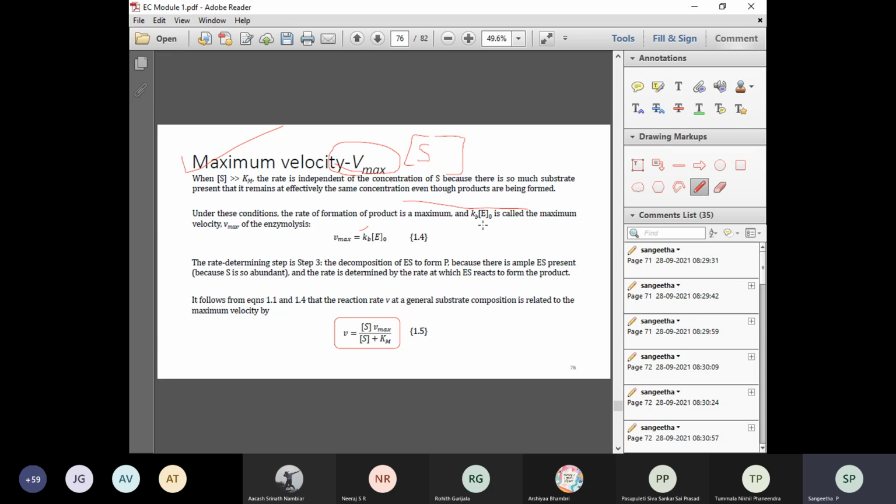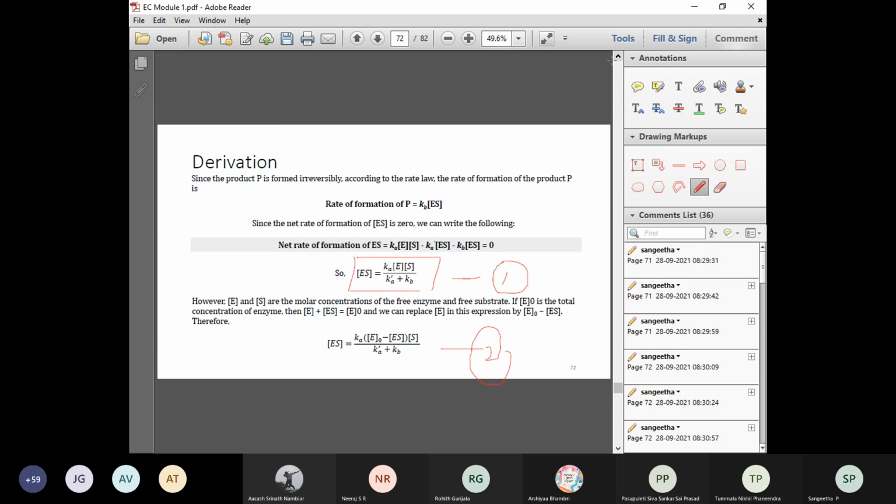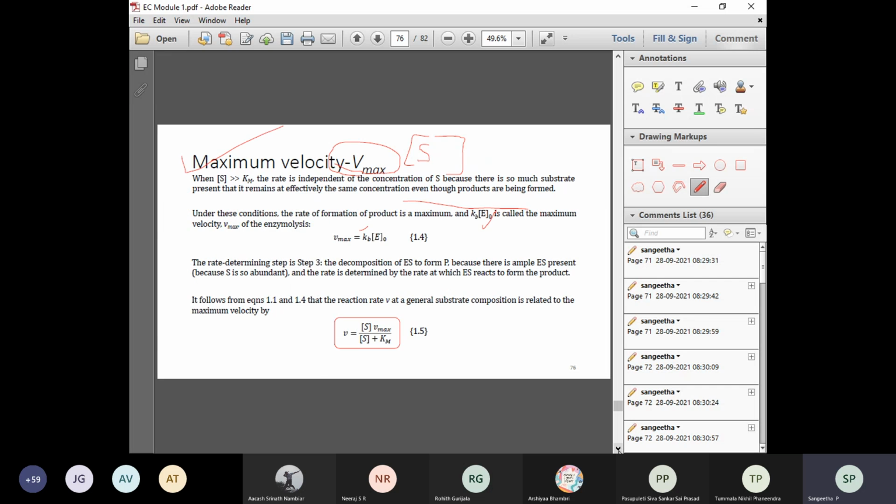What is your E naught here? E naught is the total concentration of the enzyme. Are you writing that, students? I'll be asking you about the terminologies also. Are you writing the individual terminologies? Yes, ma'am. Yeah, make a note of it.